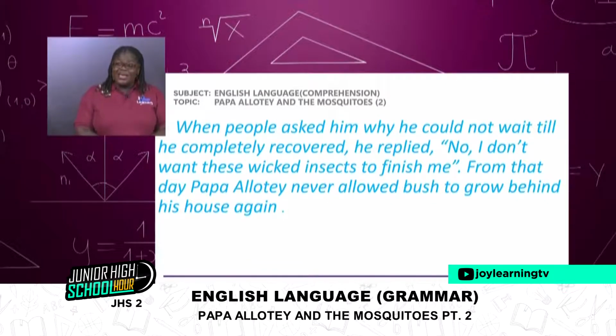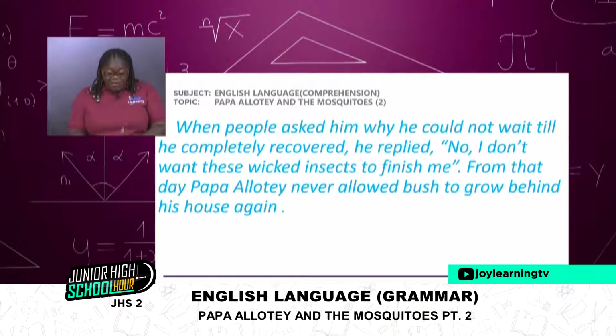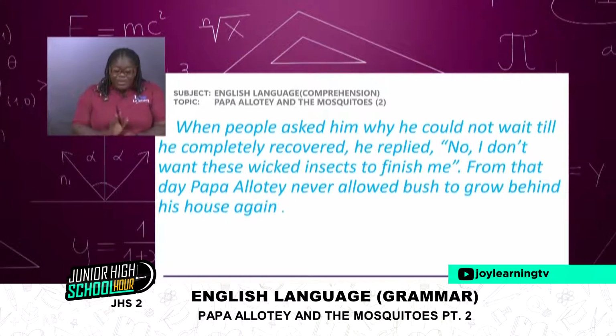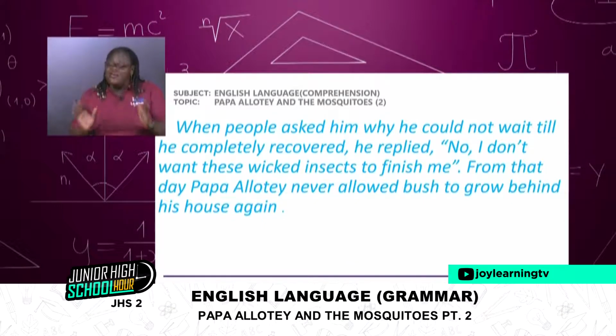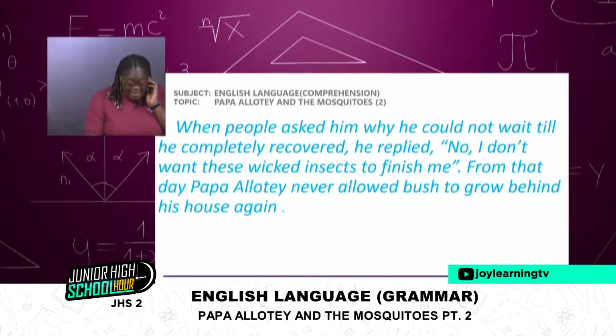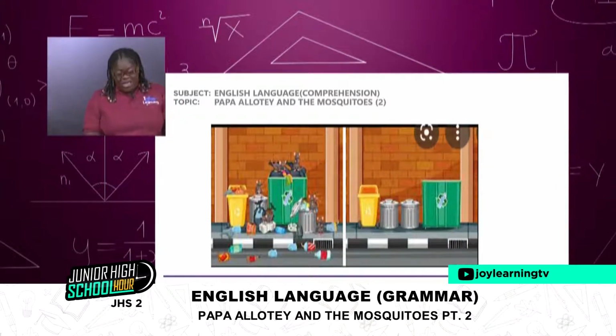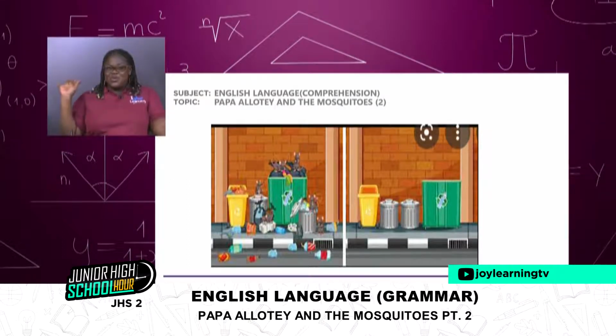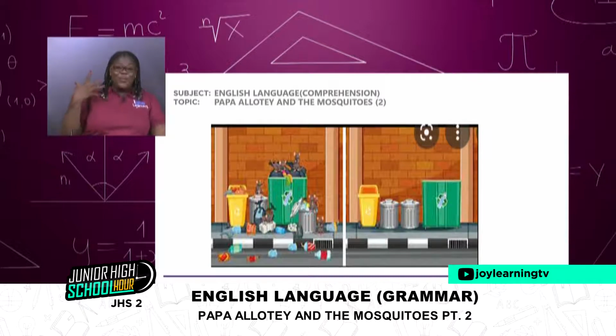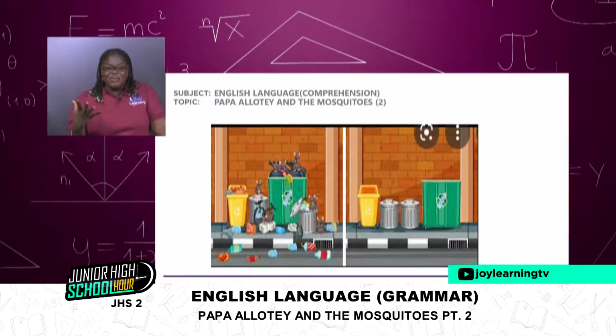From that day, Allotey never allowed bush to grow behind his house again. And that is the end of my story. That is the end of my story, Allotey and the mosquitoes. And so I believe and I hope that nobody's going to ask me questions as to, Auntie Jackie, when are you bringing the ending part of the story?